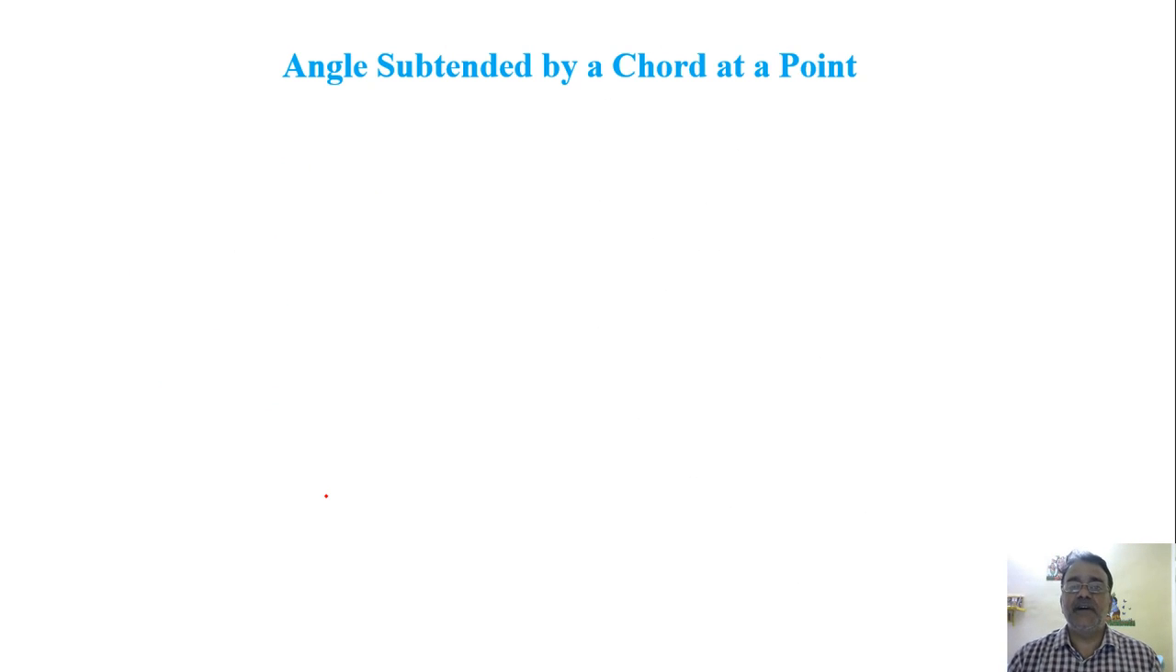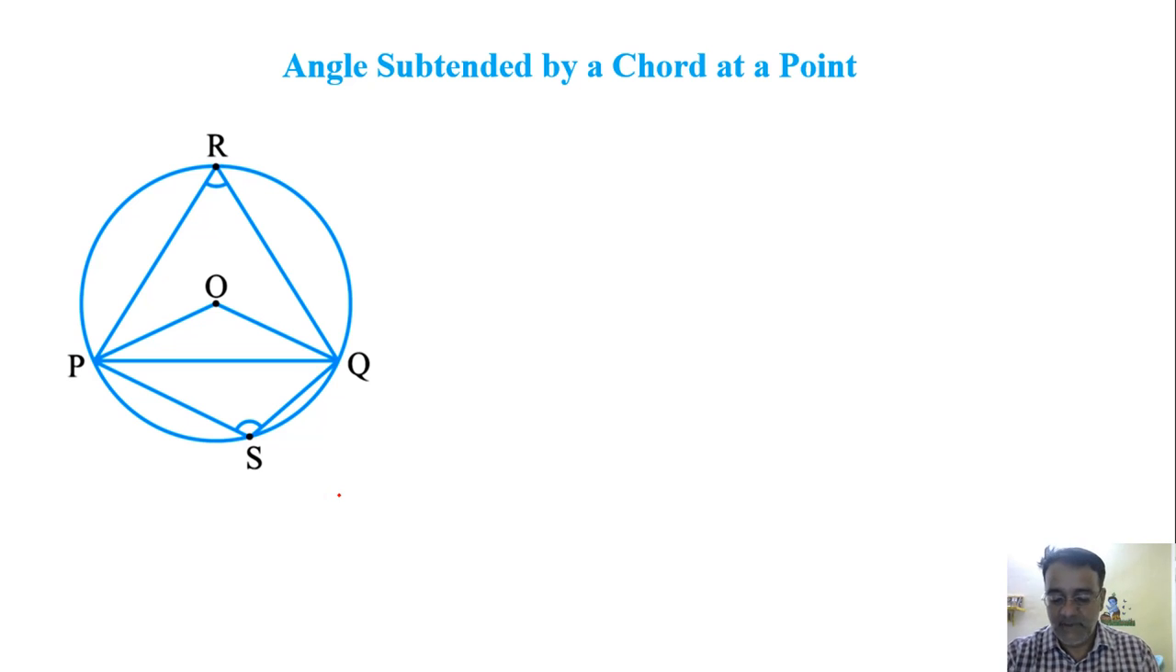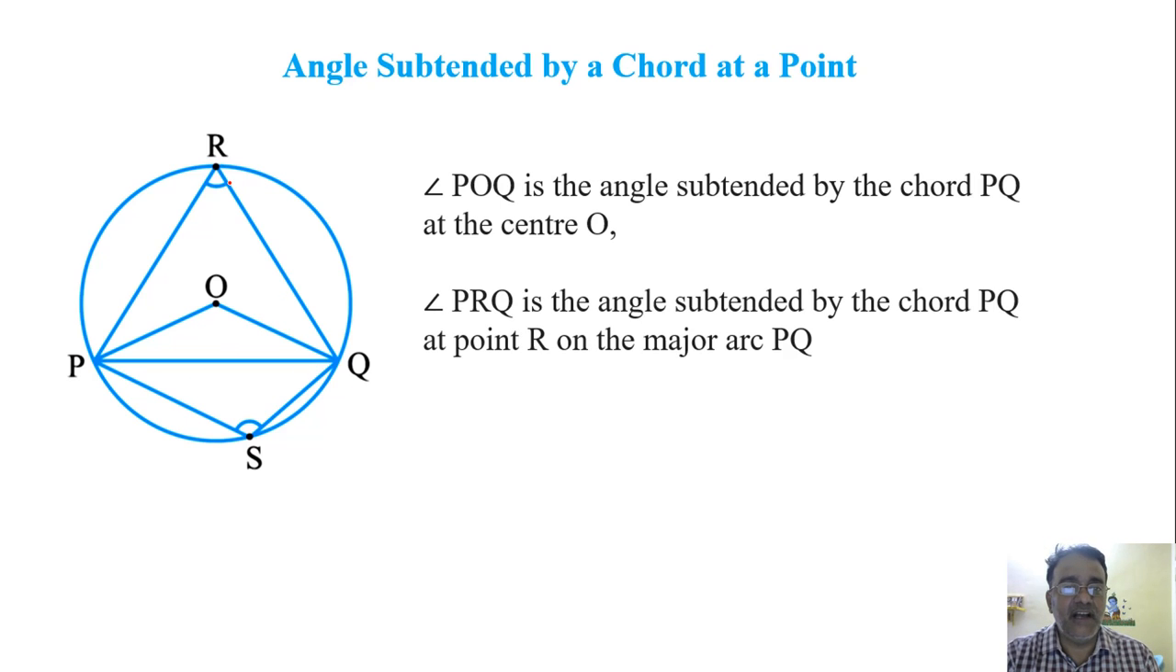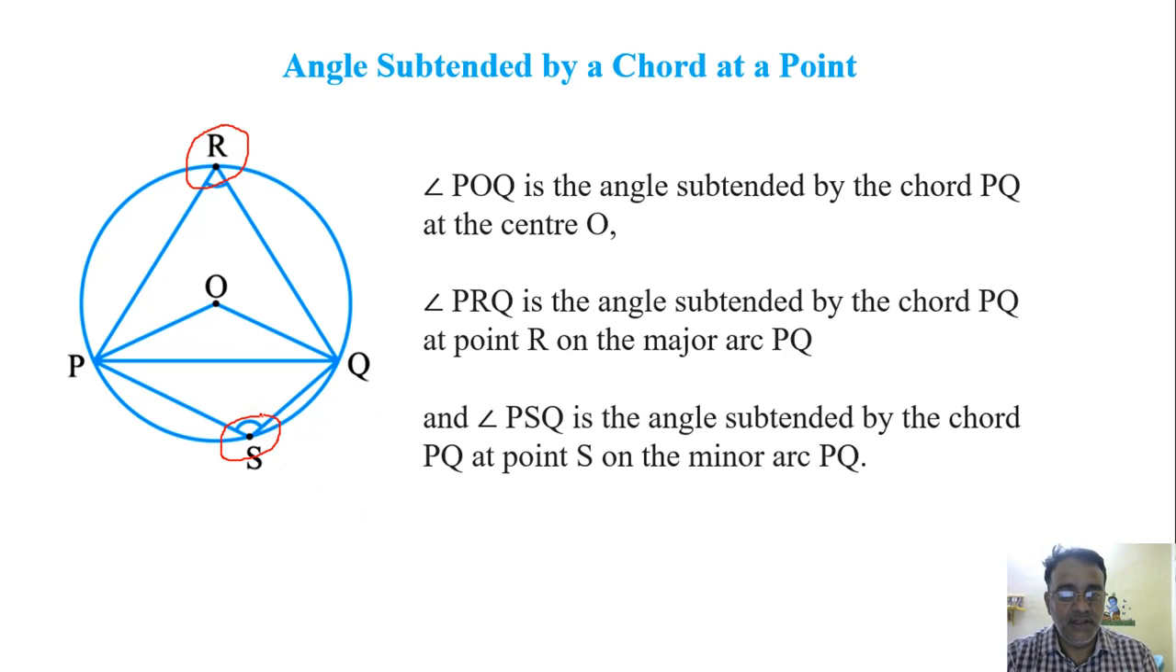Next, angle subtended by a chord at a point. Here, angle POQ is the angle subtended by the chord PQ at the center. Angle PRQ is the angle subtended by the chord at point R on the major arc. And angle PSQ is the angle subtended by the chord PQ at a point S on the minor arc PQ. So three possibilities are there: at the center, at the major arc, or at the minor arc.